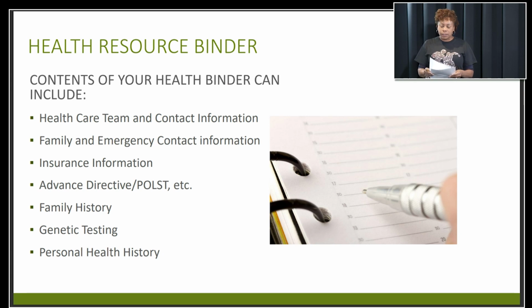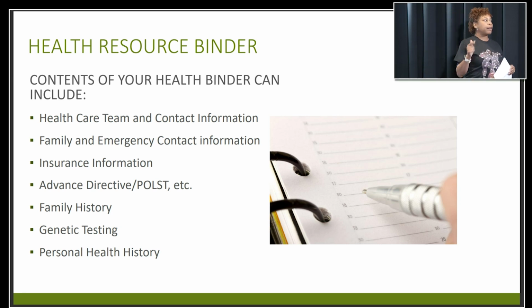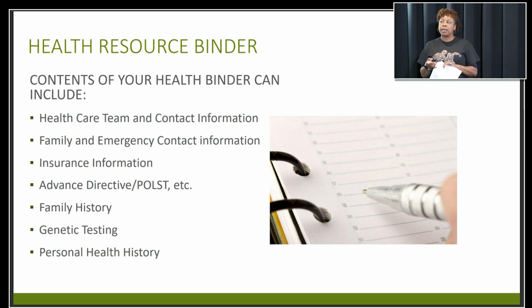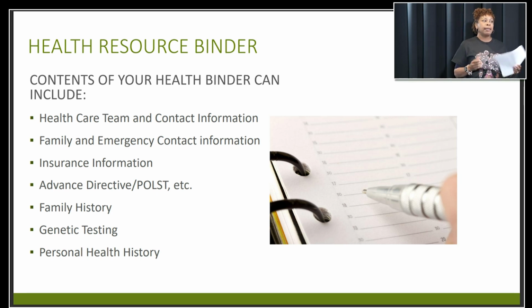So in that health resource binder, we want to make sure that you're including things like who's your care team, who's your physician, what's their contact information, who's on call for them when they're not available. Your provider should be able to share that information with you. You also want to make sure you have family and emergency contacts available so that they know who to call for you in the event that you're in crisis and really need someone there for you. Having your insurance information handy is another important thing, and if you can have an understanding of what your benefits include, that's also great.